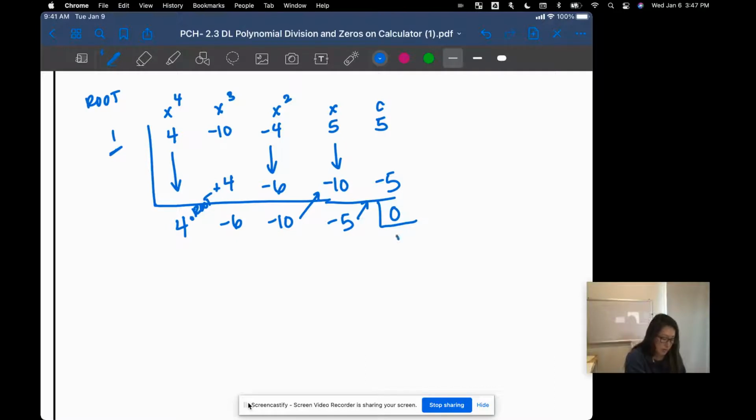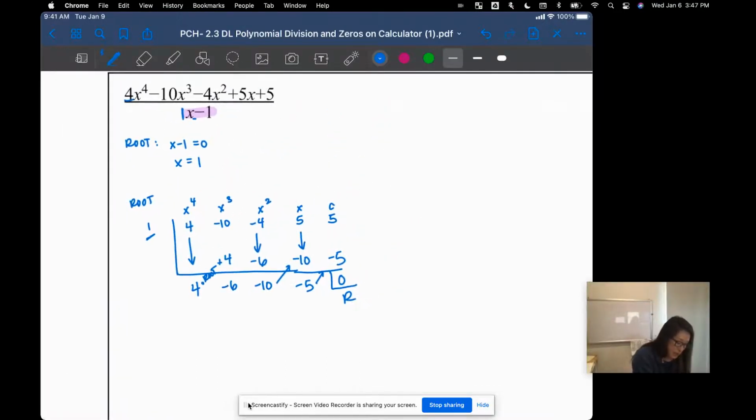So I can see that I have a remainder of 0, which means that this factor of x minus 1 goes into my polynomial evenly, which means that x equals 1 is an x-intercept.